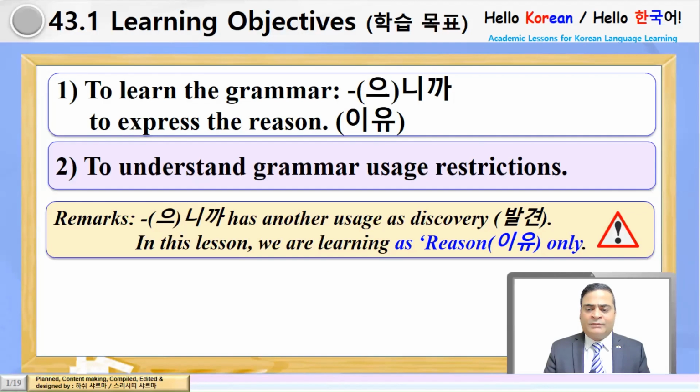See the learning objectives here. First is to learn the grammar -(으)니까 to express the reason. Number two, to understand grammar usage restrictions, that is the main point. And see the remarks. -(으)니까 has another usage as a discovery, that is 발견. In this lesson, we are learning it as reason only. Clear, everyone? Next.